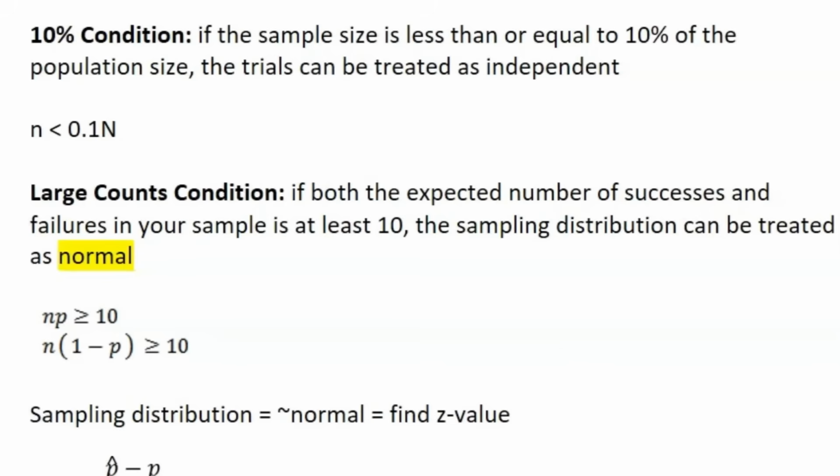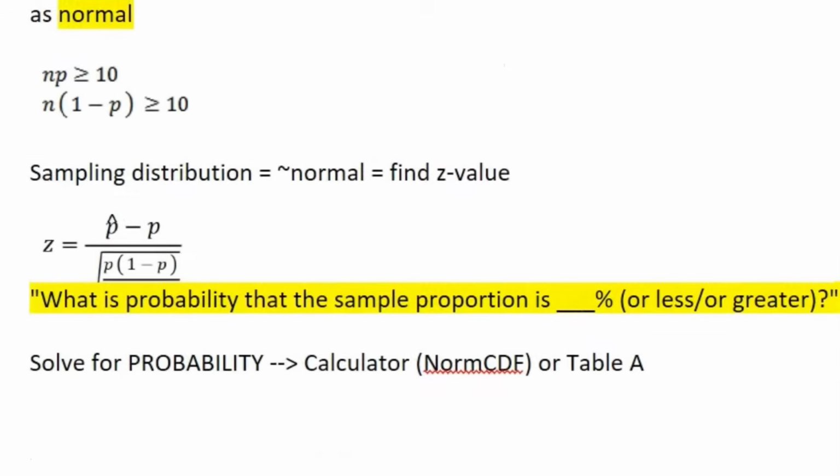Then the last one is the large counts condition, right? So basically what you need is the number of successes and failures to both be equal to or above 10, and that is the formula for it. That is basically where you have the size of your sample, n, times the proportion, n p, and n times 1 minus p, so that is going to represent the number of failures that you have.